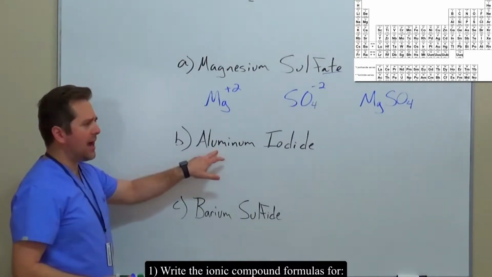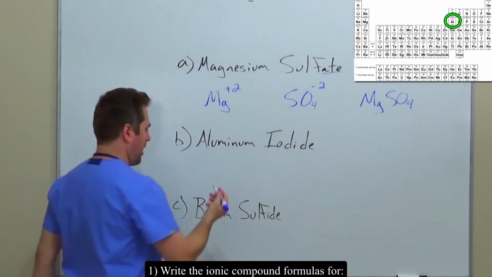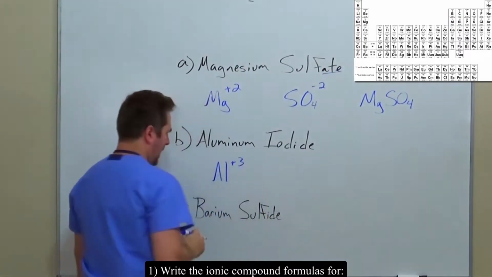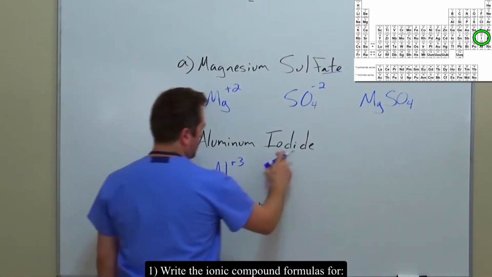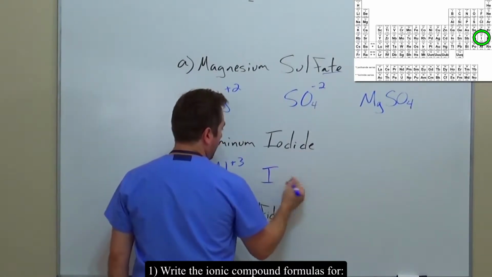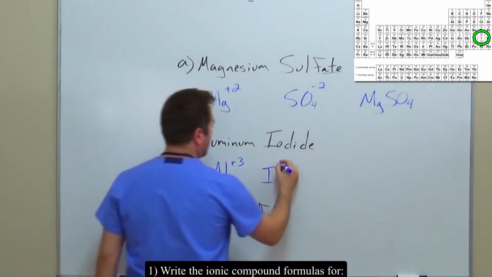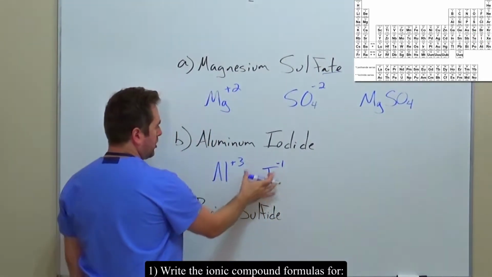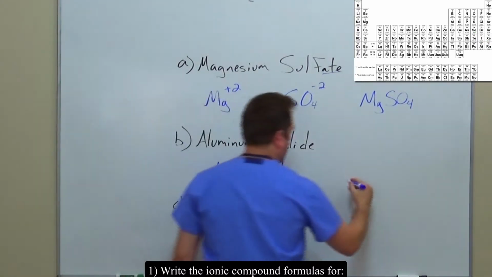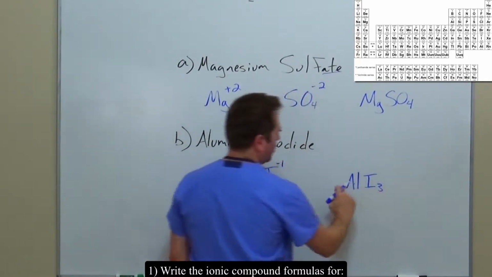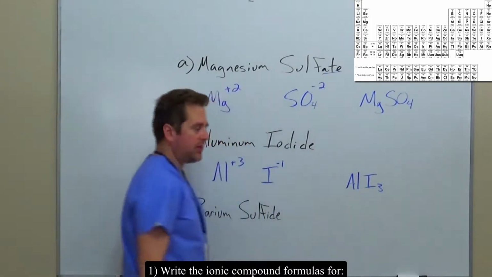Okay, what about aluminum iodide? Aluminum is a group 3 element, so +3 oxidation number, and then the iodide, so it's just iodine, right? It is a halogen. It's going to have an overall -1 charge, so in order to neutralize these oxidation numbers, our compound has to be aluminum iodide with the subscript of 3 there.